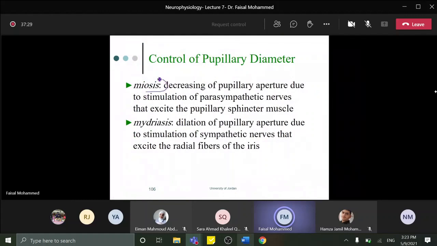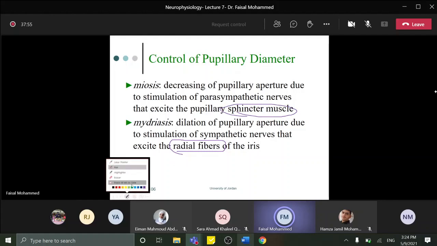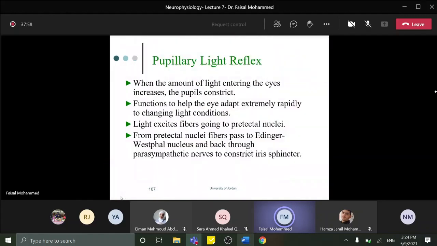This is miosis, constriction of the pupil, and this is mydriasis, dilation of the pupil. Dilation is by the sympathetic and constriction by the parasympathetic. This is the iris muscle. There are two kinds of iris muscle, the radial muscle and the circular muscle. Pupillary light reflex: when the amount of light entering the eyes increases, the pupil constricts and helps the eye adapt extremely rapidly to changing light conditions. We talked about all of this.